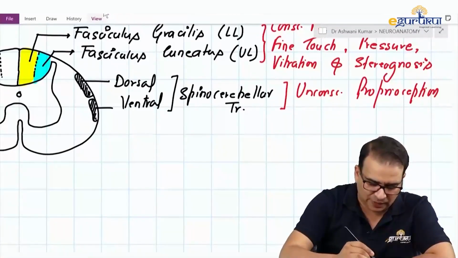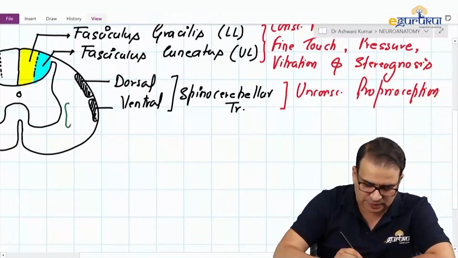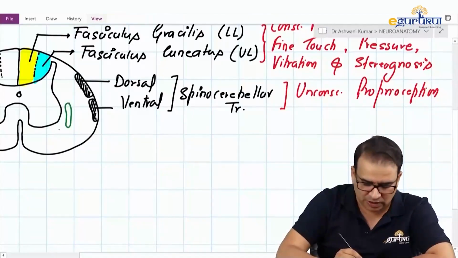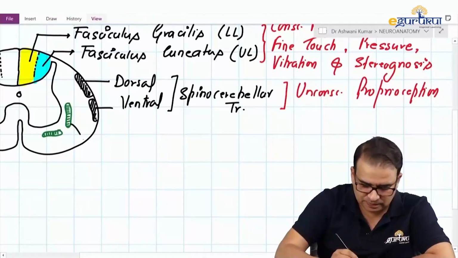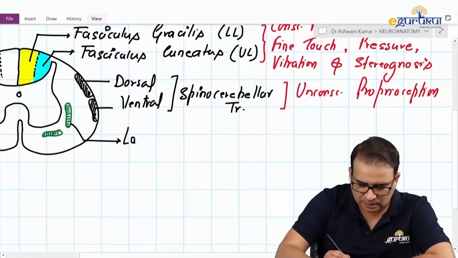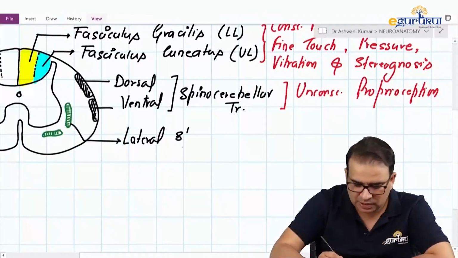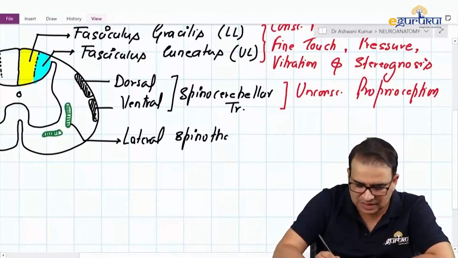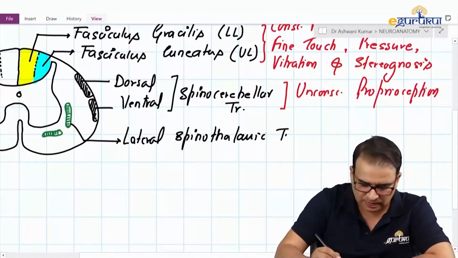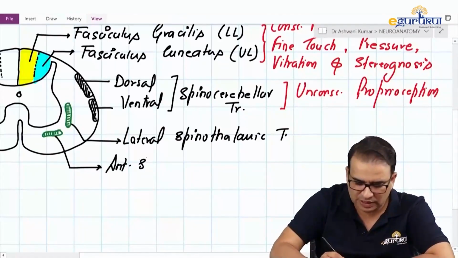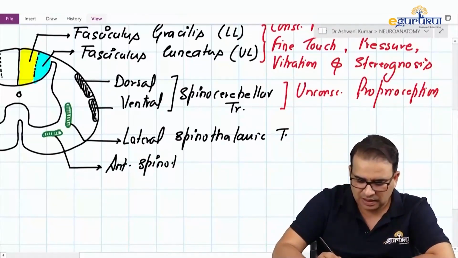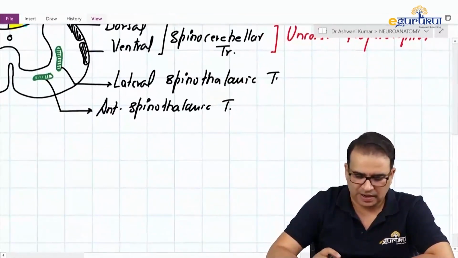And finally, we have a tract present partly in the lateral aspect of the white matter of the spinal cord, and partly in the anterior. And that's how they're named also. This is present toward the lateral side, so we call it lateral spinothalamic tract. This goes to the thalamus. And this one is present ventral or anterior, so we call it anterior spinothalamic, or you can say ventral spinothalamic tract. Lateral and anterior spinothalamic tract.